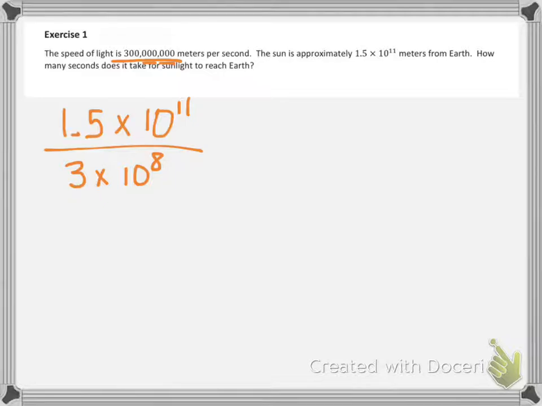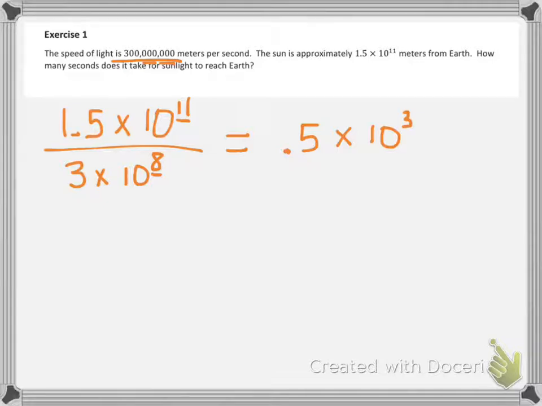And then I can divide 1.5 divided by 3 gives us 0.5 times 10 to the, well, since we're dividing exponents with the same base, I can subtract these exponents. So 11 minus 8 is 3. So that's 0.5 times 10 to the third.